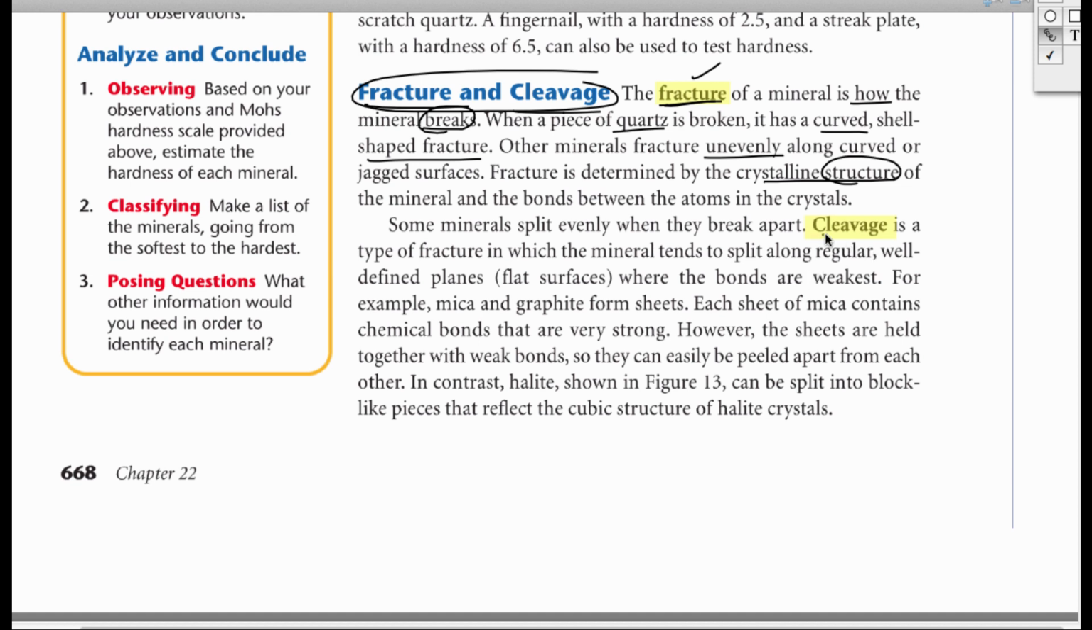Cleavage is a type of fracture. Notice these are connected. It's a type of break in which the minerals tend to split along regular, well-defined plates, flat surfaces. And that means the bonds are weak there, so that's going to cause a clean break. So both of these have to do with how the mineral breaks apart.